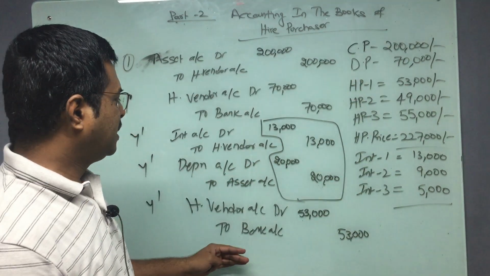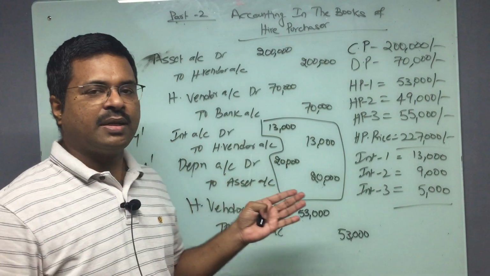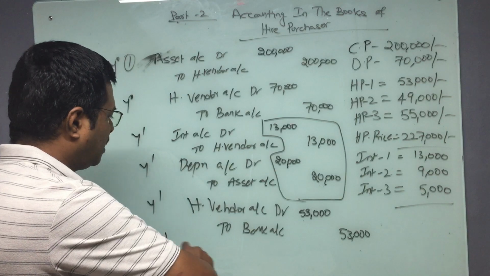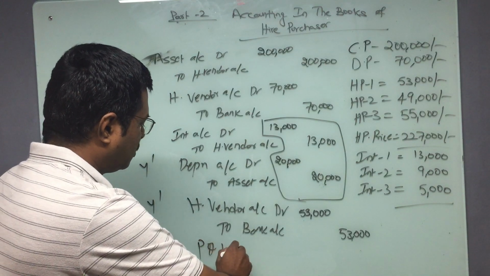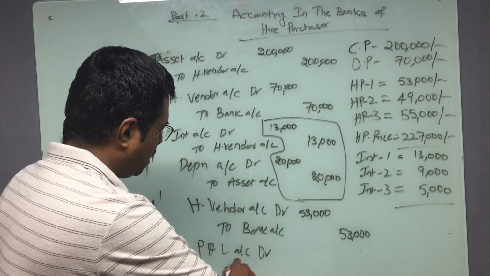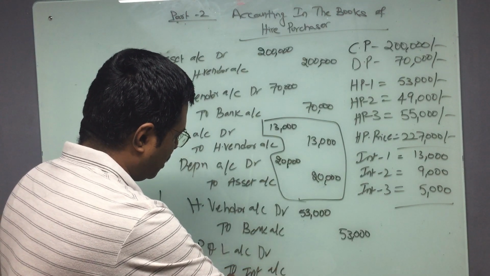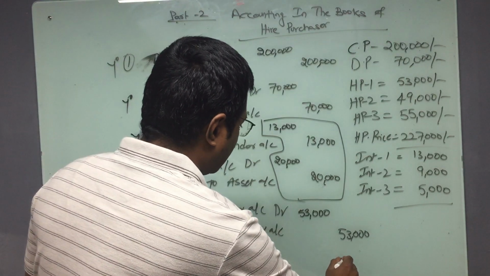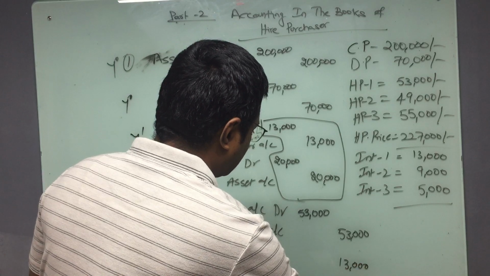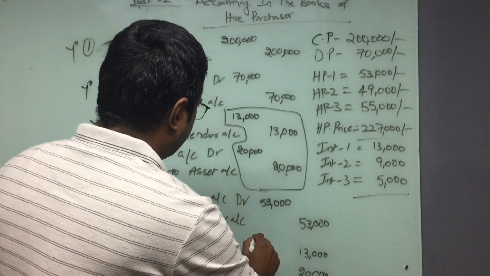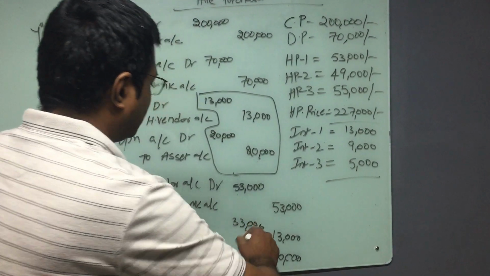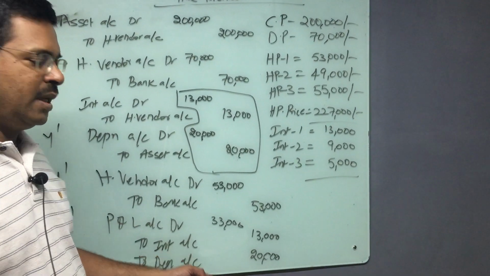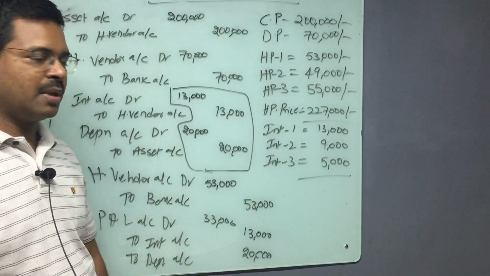Okay. Now at the year end, these expenses I will transfer to profit and loss account. So year 1 end, profit and loss account debit, to interest account and to depreciation account. Here it is 13,000 interest, depreciation 20,000, and both put together P&L 33,000. These two expenses I will debit to P&L and credit to interest and depreciation. So those accounts will become 0.